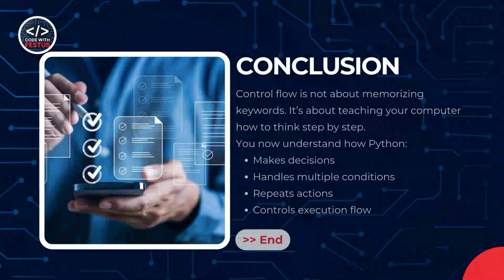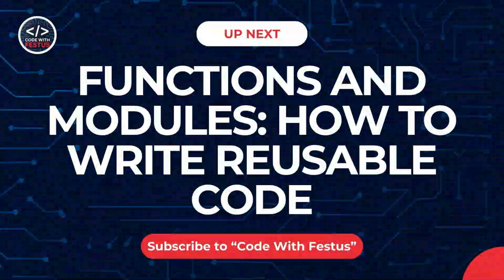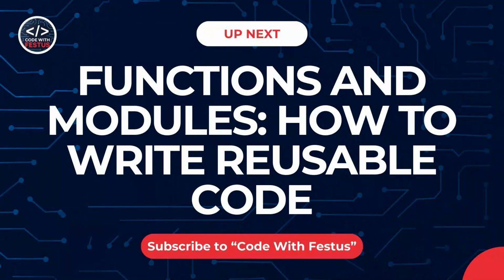Control flow is not about memorizing keywords. It's about teaching your computer how to think step by step. Once you master this, everything else in programming becomes easier. We've just completed a deep dive into control flow. You now understand how Python makes decisions, handles multiple conditions, repeats actions, and controls execution flow. Control flow is the backbone of programming logic.